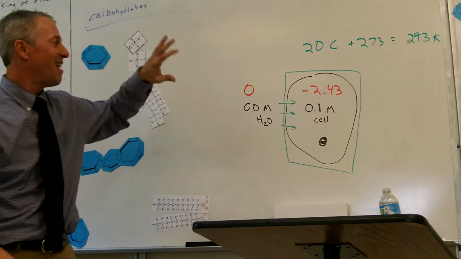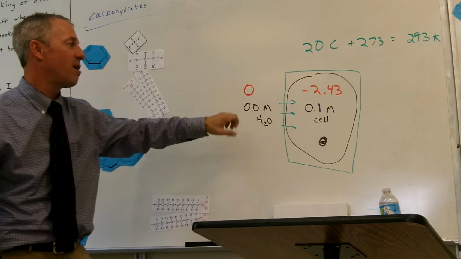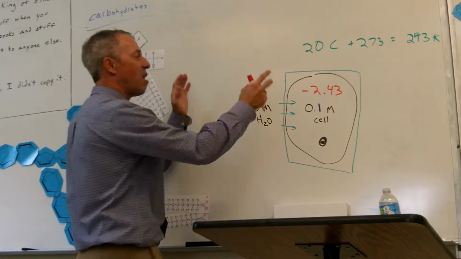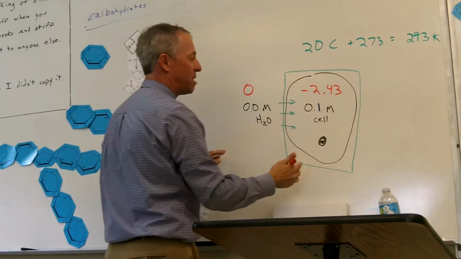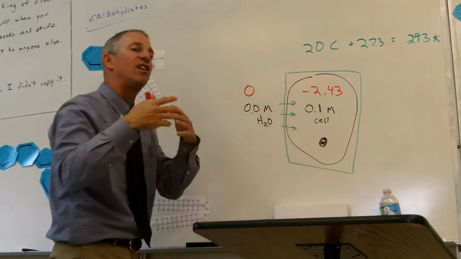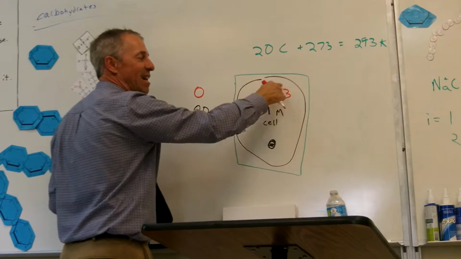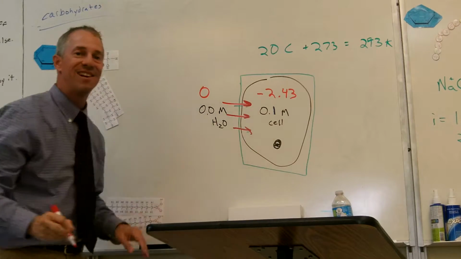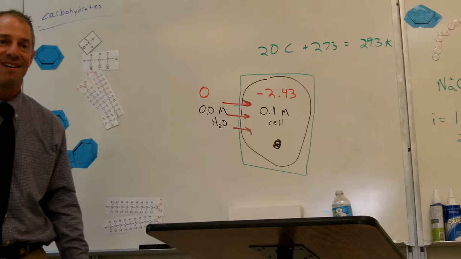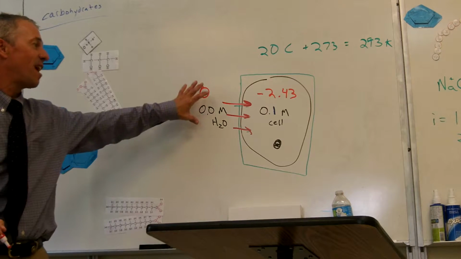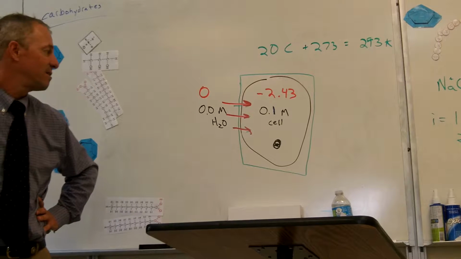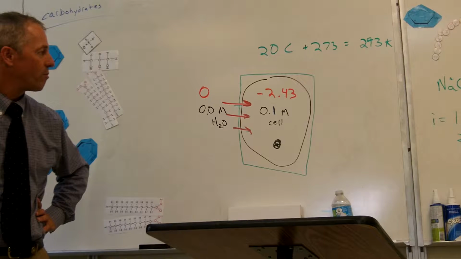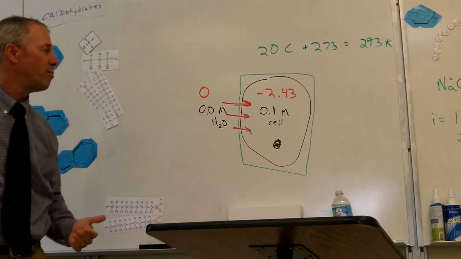So here's the deal. Over here we have a water potential of 0. Here we have a water potential of negative 2.43. Water always goes from high water potential to low water potential. Since negative 2.43 is lower than 0, water is going to move inside the cell. This is hypotonic, less tonicity. So you can determine how water will move.